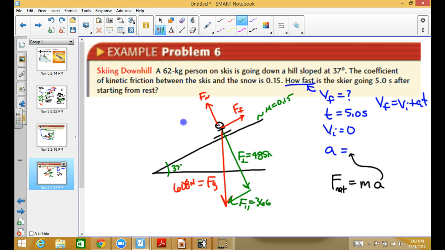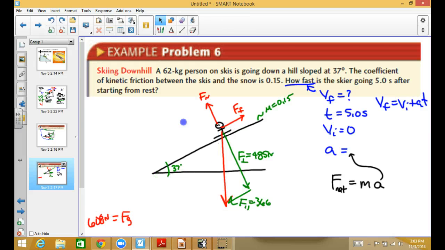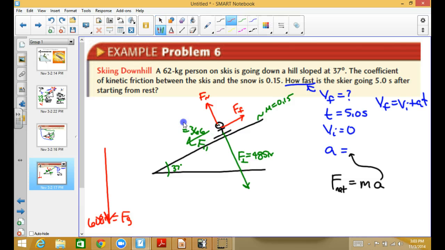Okay, so then next step, ditch gravity. Gonna get rid of it. Bring this up here. 366. I know the normal force is going to be equal to 485. So I can now find the force of friction.